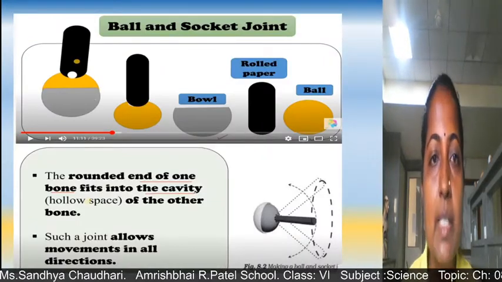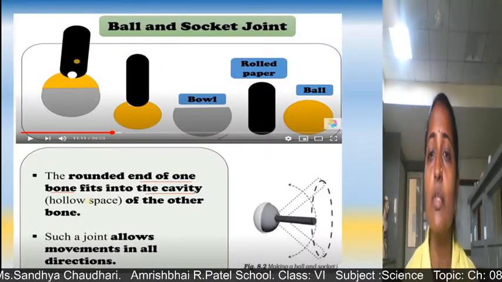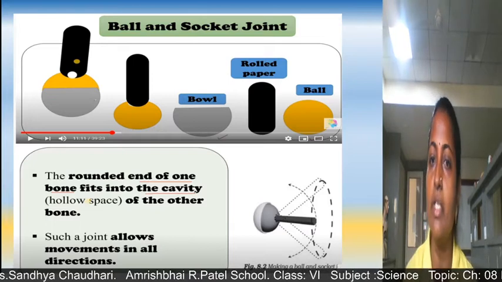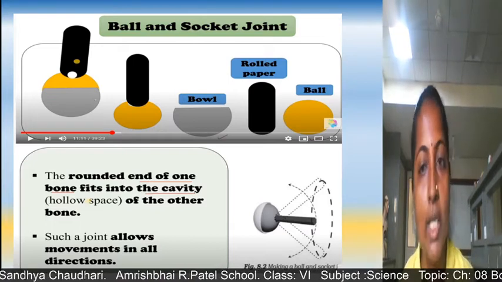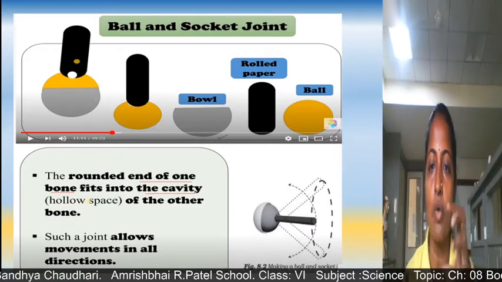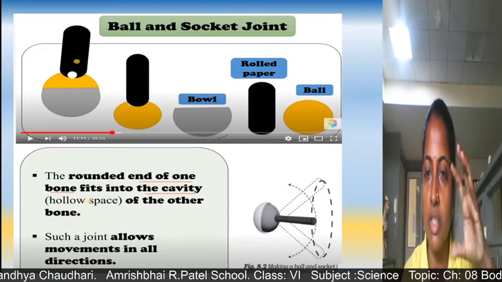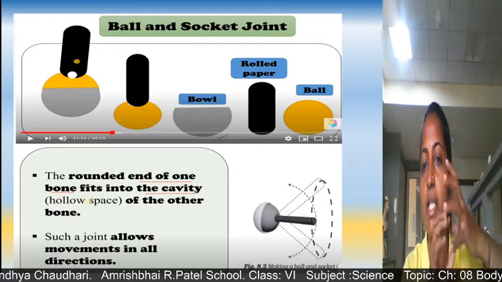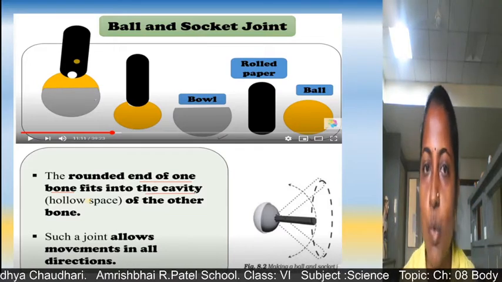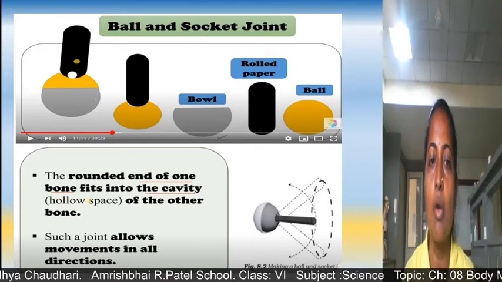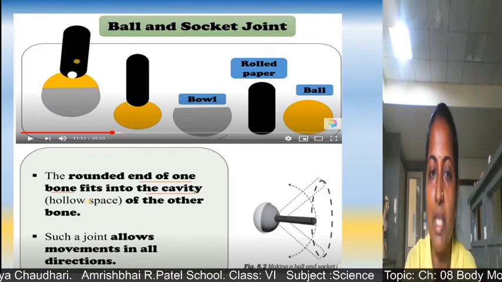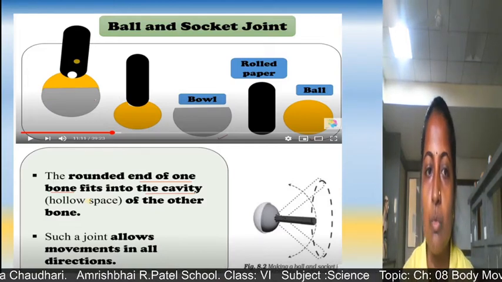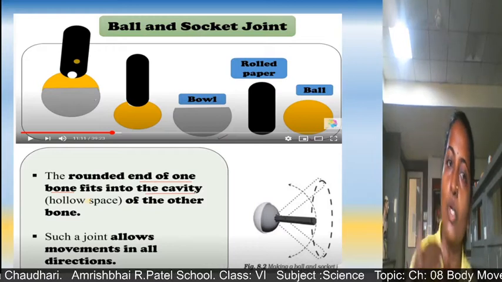Children, first we will see the ball and socket joint. In your textbook also an activity is given, a very simple activity to understand the ball and socket joint. As the name indicates, socket and ball. In one socket a ball is fitted and rotation is there. That is a ball and socket joint. The rounded end of one bone fits into the cavity or hollow space of the other bone. Such a joint allows movement in all directions.